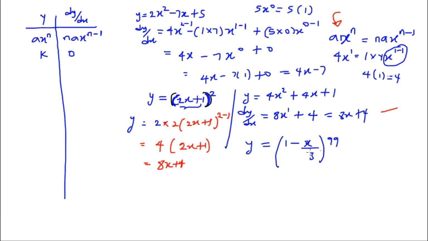Now let's say I don't want to expand this one as well. What do I do? I differentiate what I have inside of the bracket. So dy/dx, this is not supposed to be y, this is supposed to be dy/dx. So dy/dx will be equal to, I will differentiate 1 minus x over 3. If I differentiate 1, that's 0. If I differentiate minus x over 3, that's supposed to be minus 1 over 3.